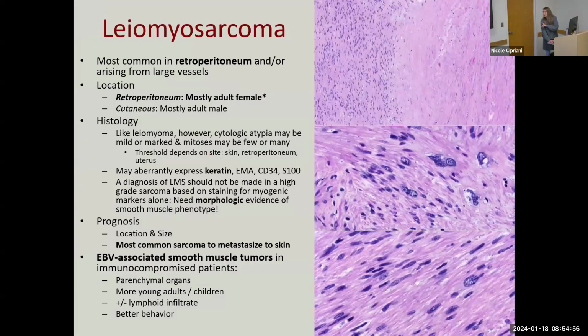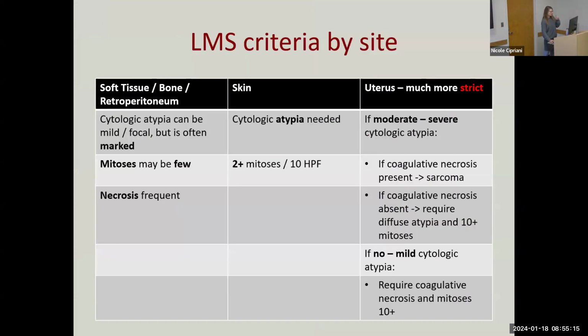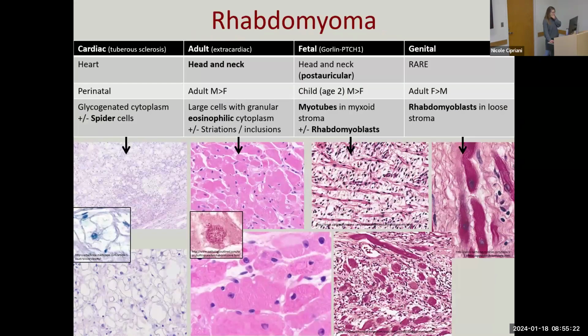The one thing I will say is that the threshold for malignancy in soft tissue is much lower than the threshold for malignancy in the GYN tract, right, like in the uterus. So an atypical soft tissue smooth muscle tumor is a sarcoma. An atypical GYN smooth muscle tumor is not necessarily a sarcoma, all right? So just be mindful of that.